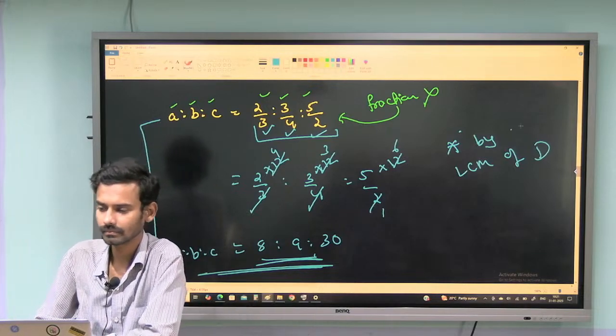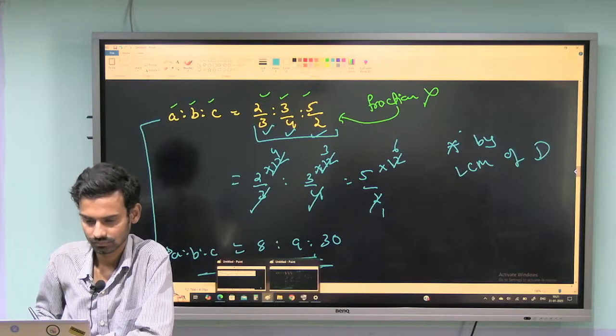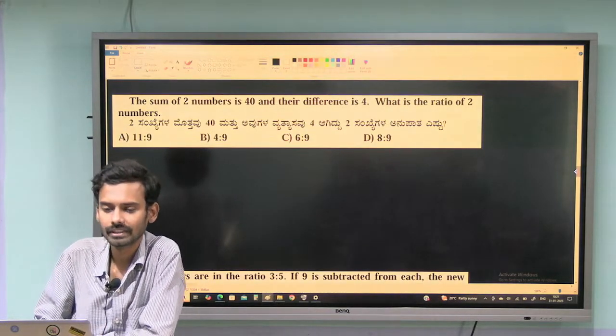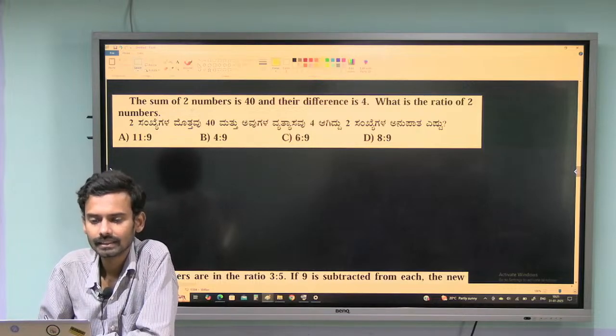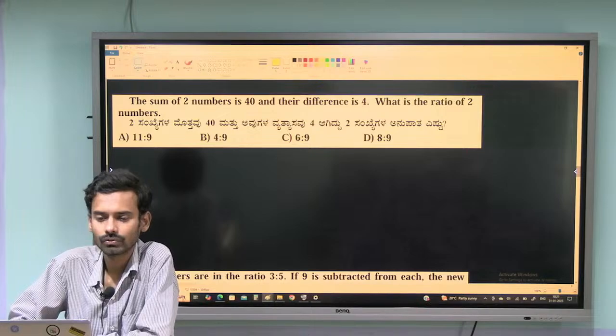Okay. Now let me take up the questions. This is my first question. The first question says the sum of two numbers is 40 and their difference is 4. What is the ratio of the two numbers?